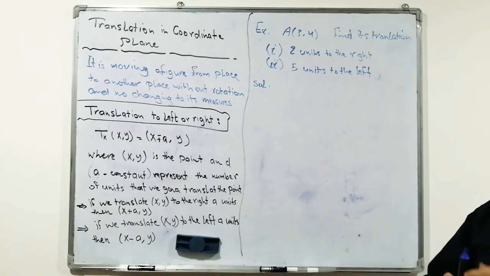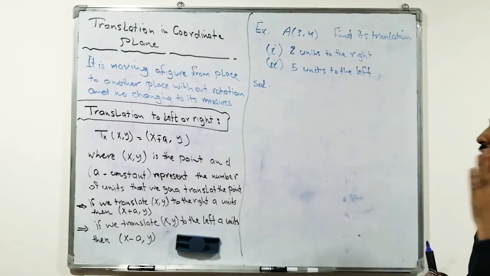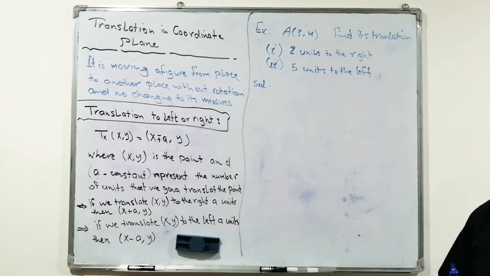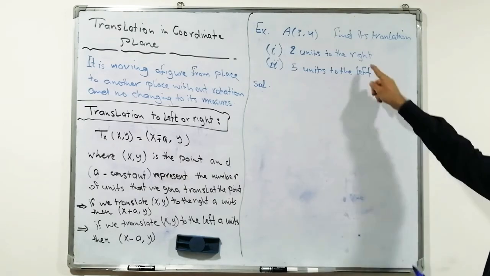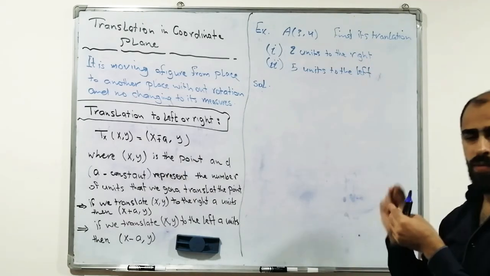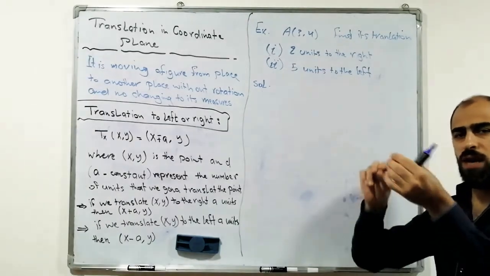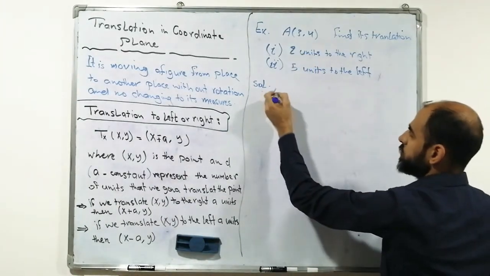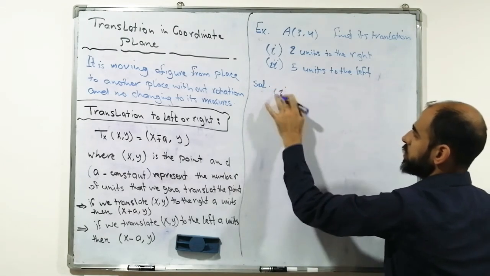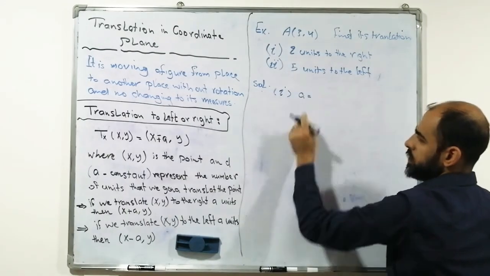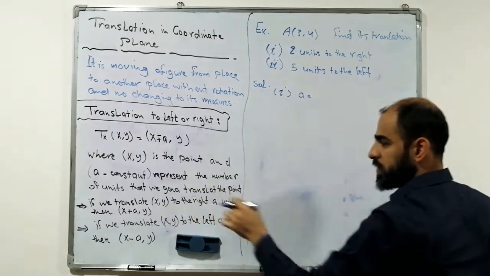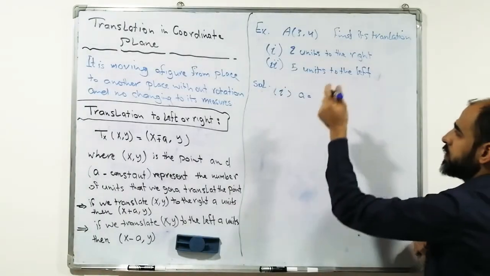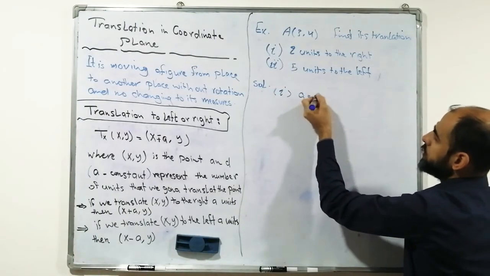We must first know the kind of translation so we know whether to work on x or y, whether to add or subtract. Here we have translation to the right, meaning translation on the x-axis or parallel to it. In the first point, A represents the number of units that we translate the point. A equals 2.